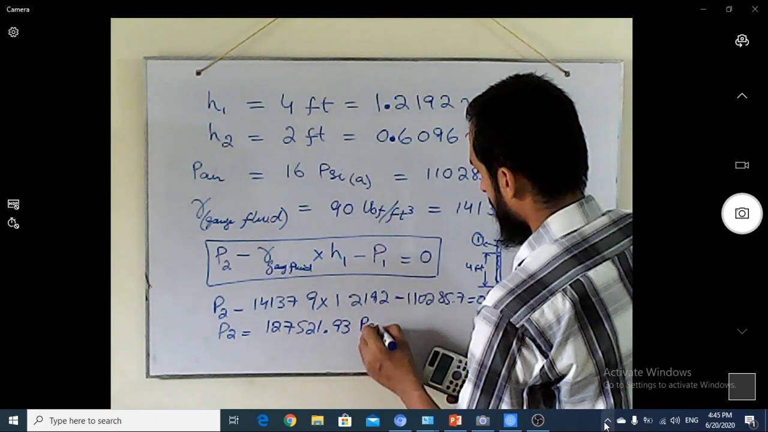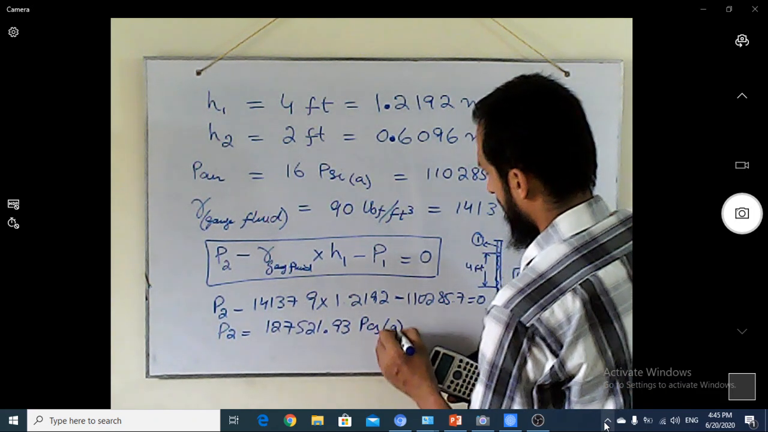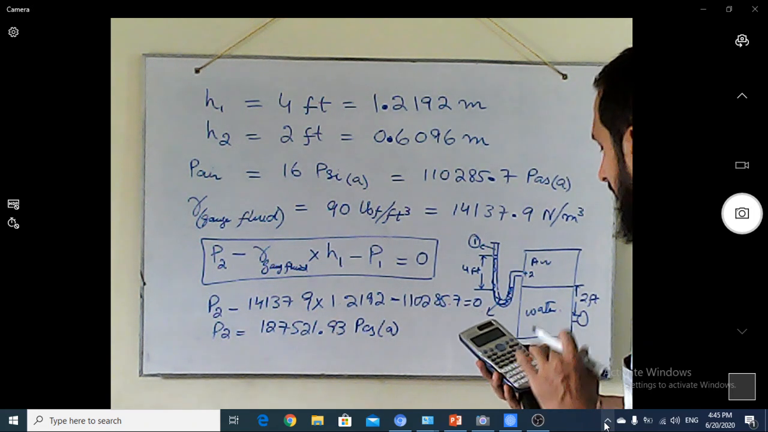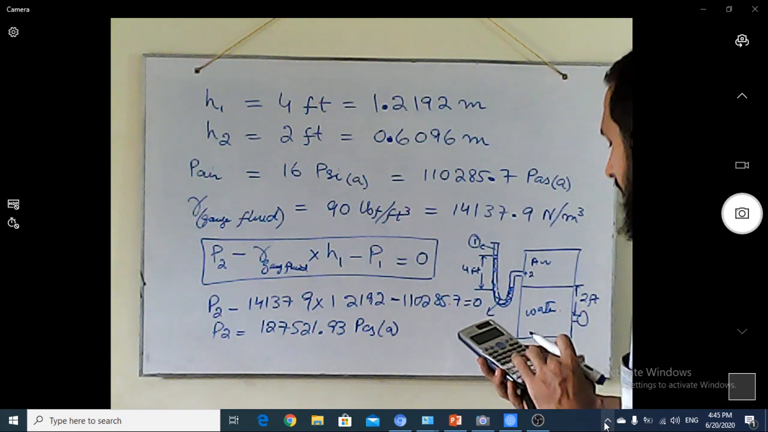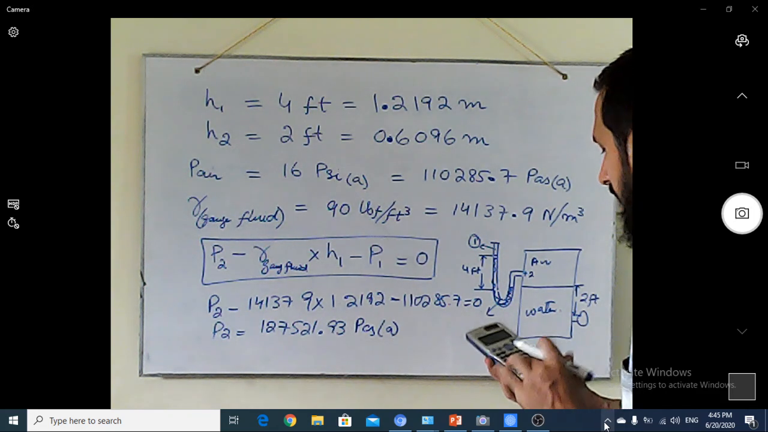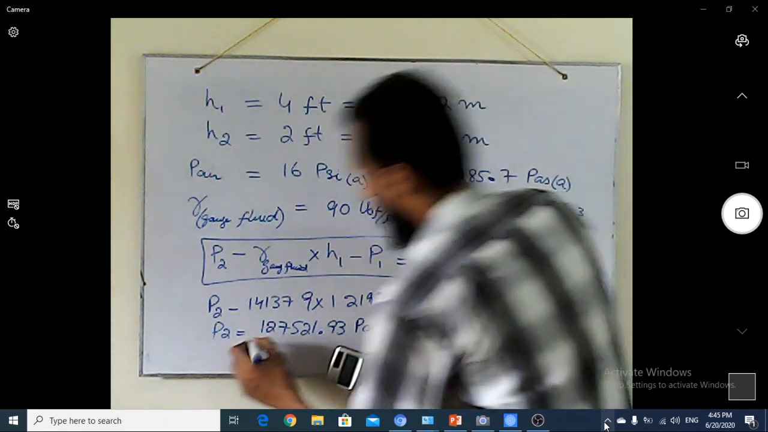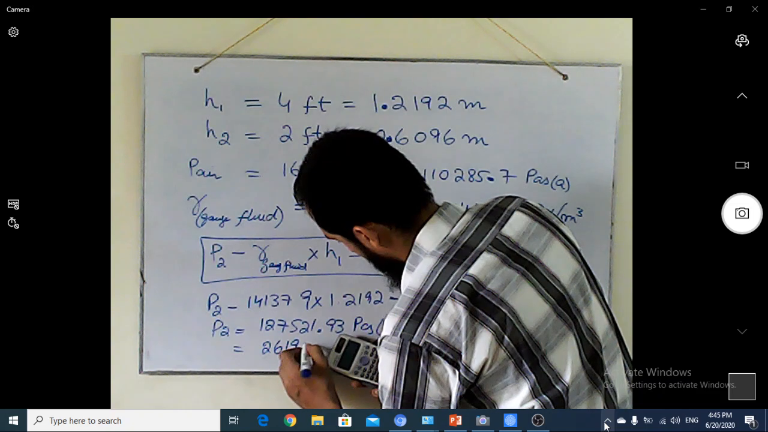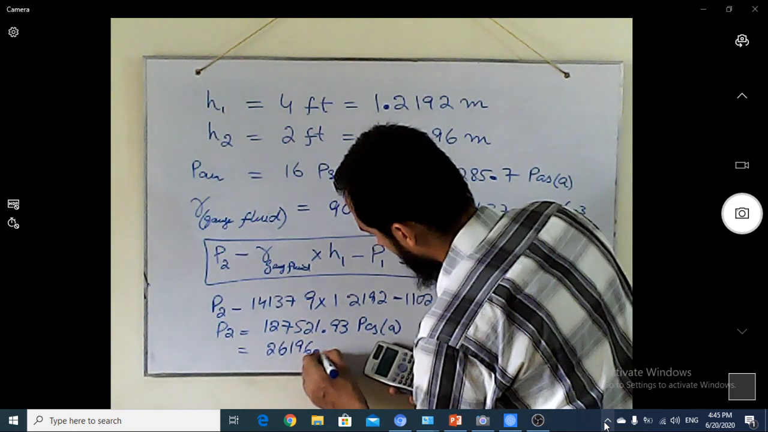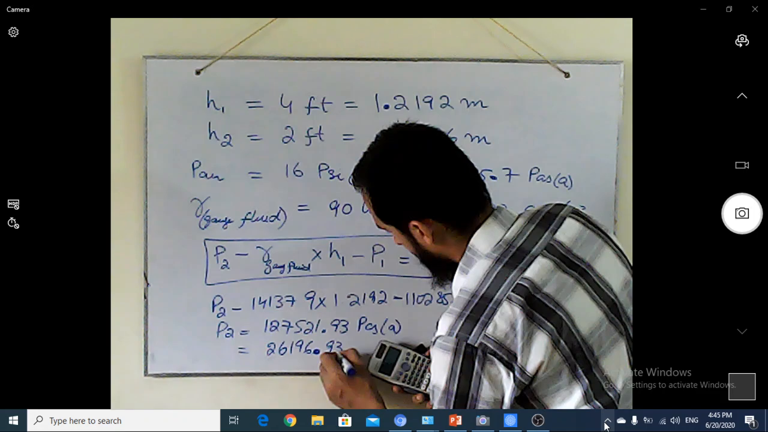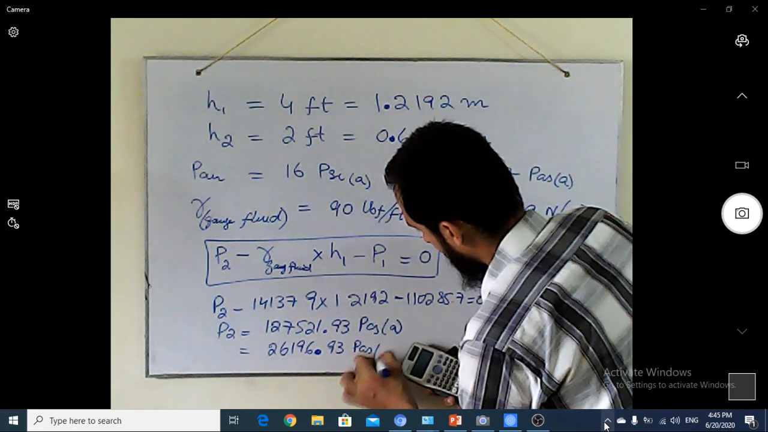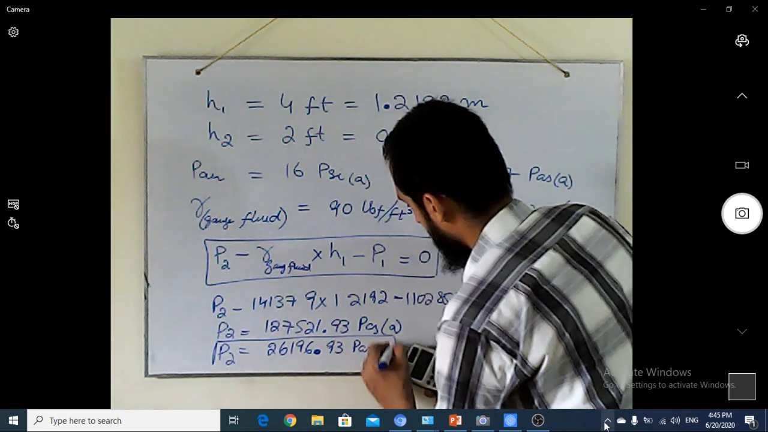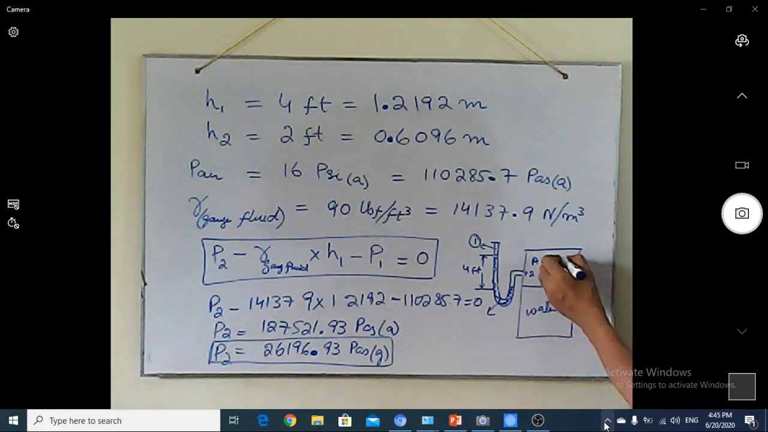This is Pascal and absolute. So we turn this into a gauge value. For that we just need to subtract this complete value with 101,325, the atmospheric pressure. So it will be equal to around 26,196.93 Pascal, with subscript G. So this is the pressure of the air present here.